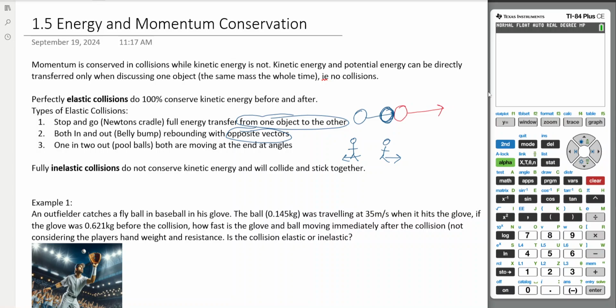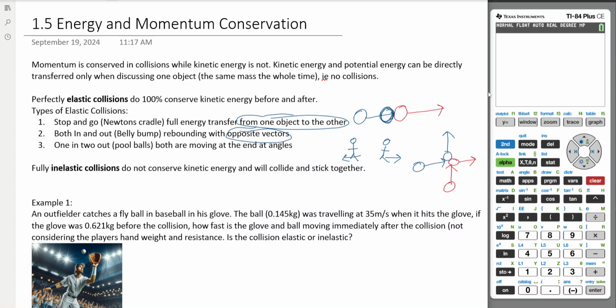And then the third one is 1 in, 2 out. So pool balls that are moving at different angles. Oftentimes you'll have one come in at one angle, one come in at the other angle, and then they will bounce out at different angles at the end. We showed this in class, and you can envision this pretty well as we had an example question like this in the last topic, 1.4.